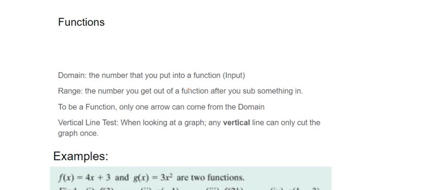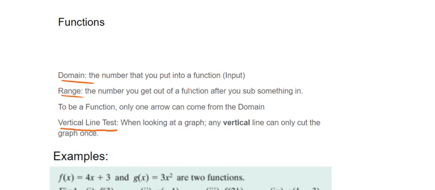Hiya folks, so this is an introduction to functions and the vertical line test. So you might have seen some of these terms before. Domain, range. Domain, that's the number that you put into a function, and range, that's the number that you get out of a function. So a function is like a box, you put a number in and then you get a number out, so an input and an output.